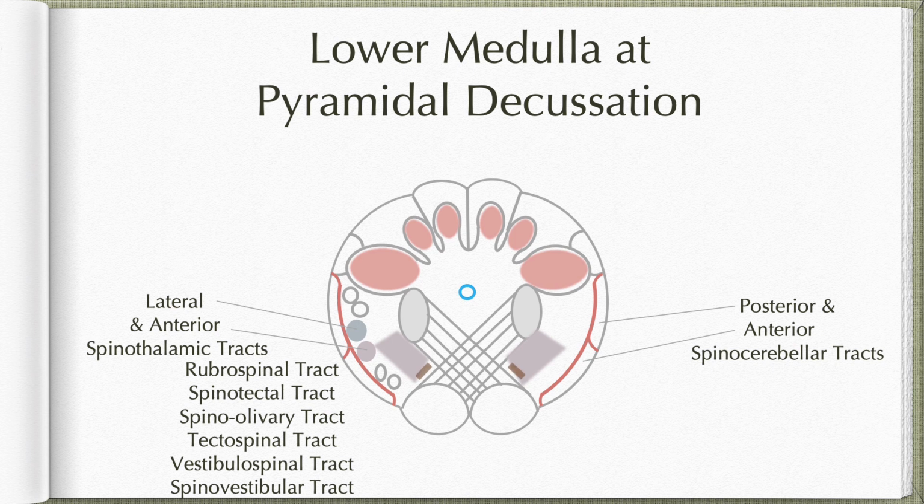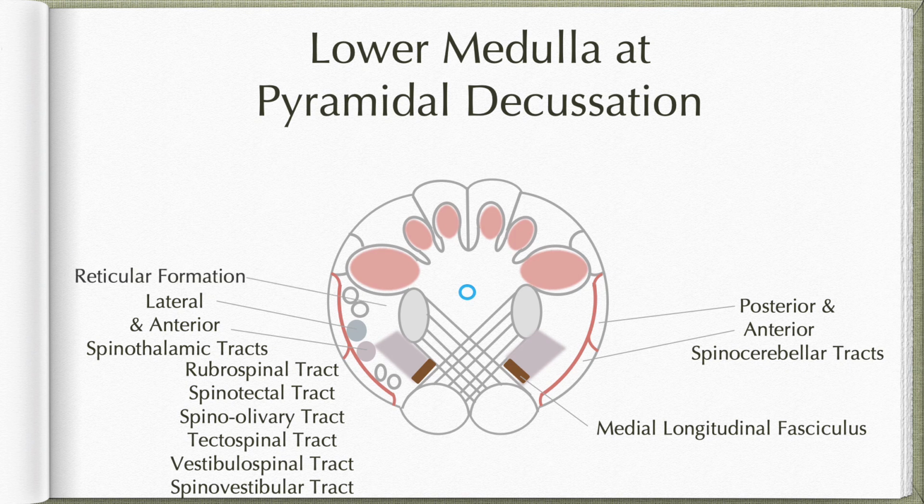In addition, on the medial aspect of the ventral horn, we find the medial longitudinal fasciculus, which will also be descending into upper segments of the spinal cord. The rest of the lateral area is filled with the reticular formation.